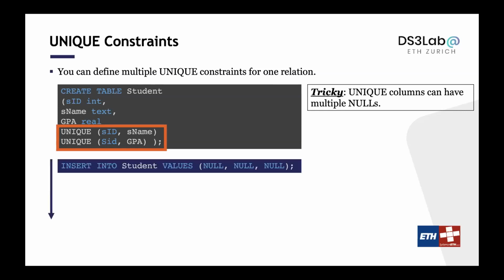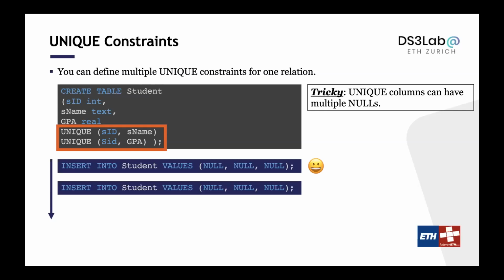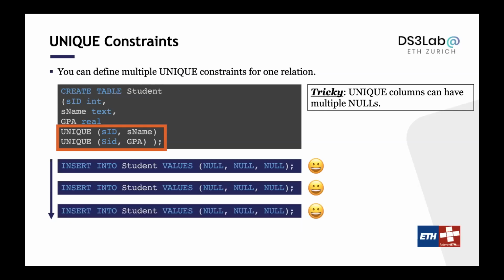Let's look at some examples. If I insert a tuple where all three attributes are null, the database is going to be okay. And if I keep doing this, the database is always going to be okay, because unique columns can have multiple nulls. Null values are considered unique, since you don't know how to compare them.